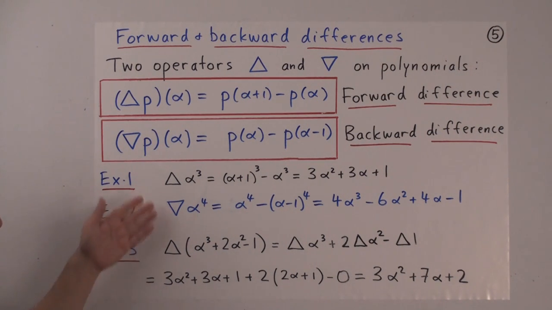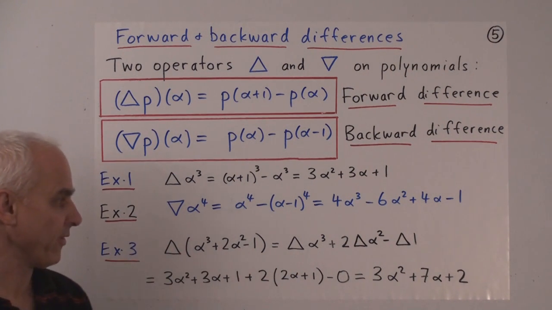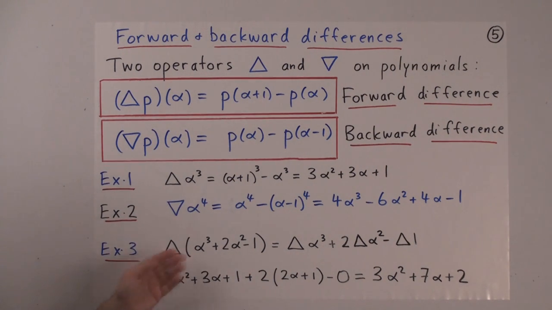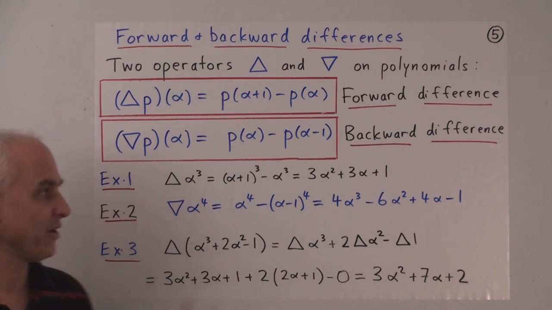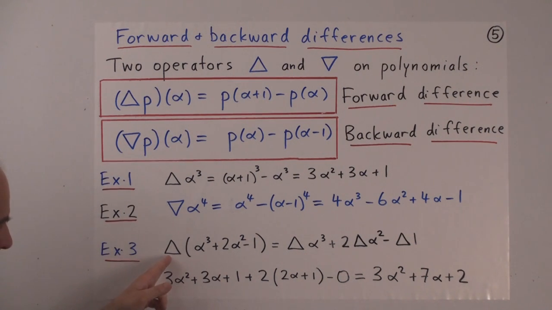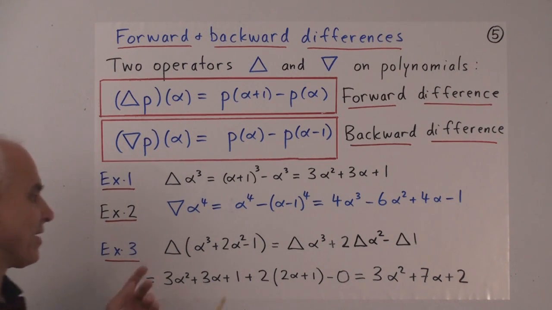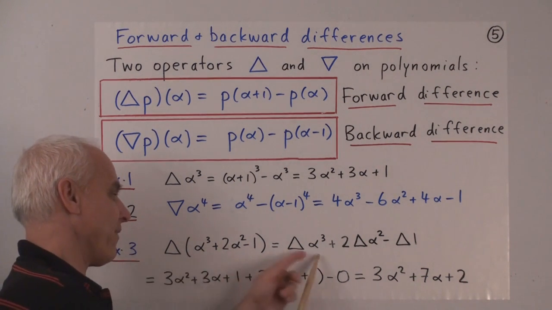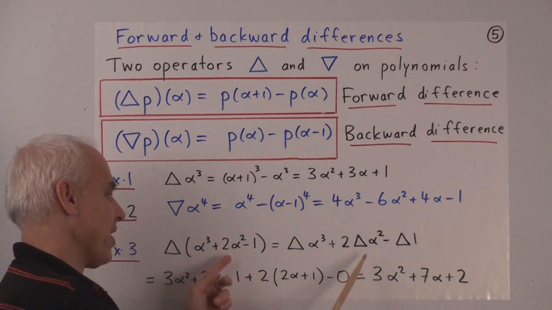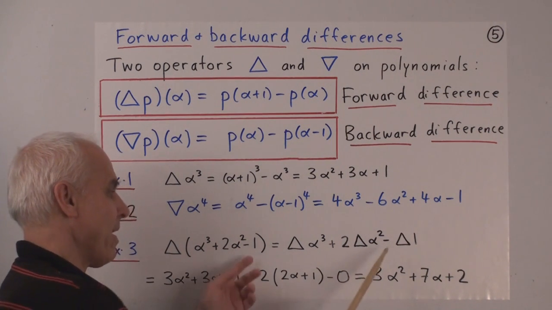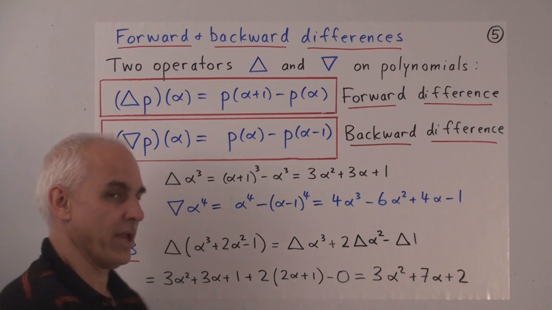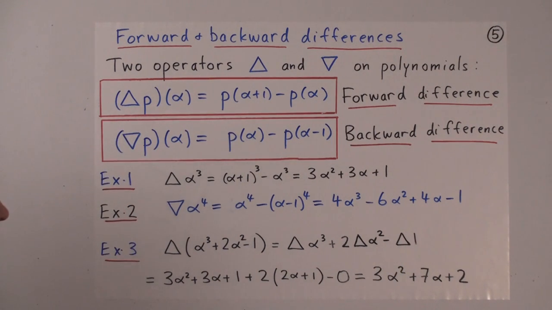We can apply these operators not just to individual powers, but to more general polynomials. And when we do that, we use the linear property, so the triangle evaluated at this polynomial here is the same as the triangle evaluated at alpha cubed plus 2 times the triangle evaluated at alpha squared minus just the triangle evaluated at 1. This is a linear operator on polynomials.